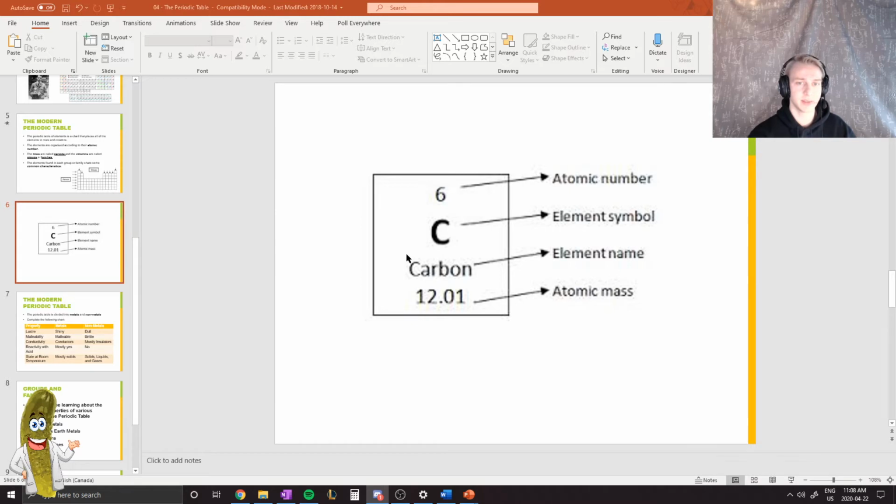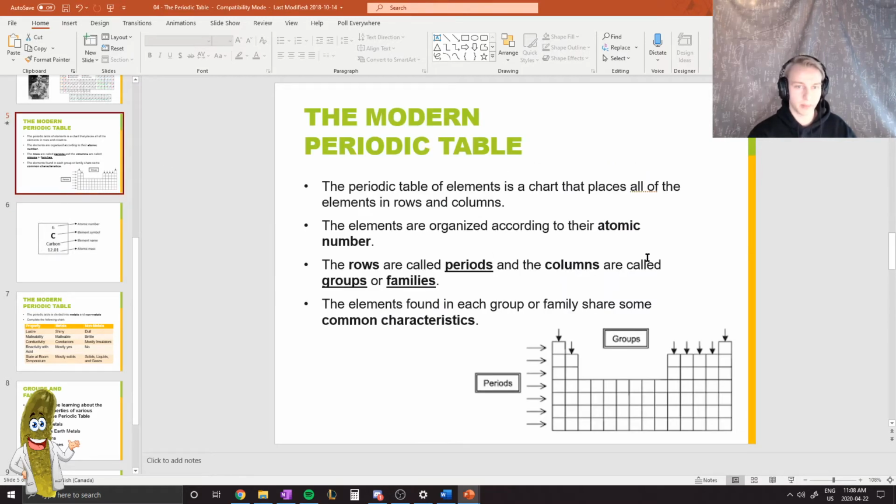The element symbol is just simply how we represent carbon when we're explaining a chemical reaction. I don't want to have to write the word carbon 1,000 times when I'm explaining a reaction to somebody. I want to just be able to write a C and have them know exactly what I'm talking about. The atomic number is how all of the elements are organized.